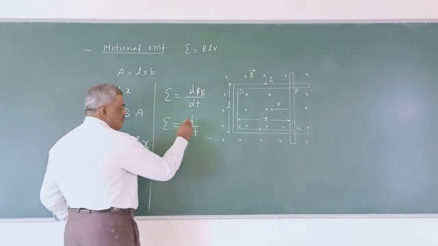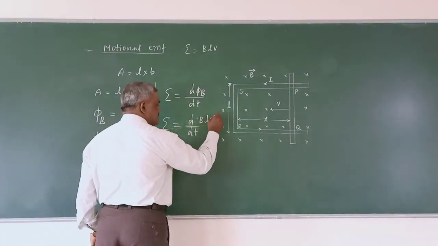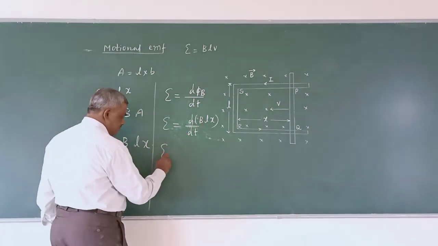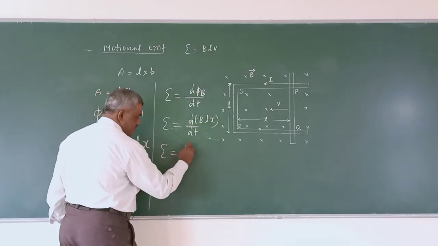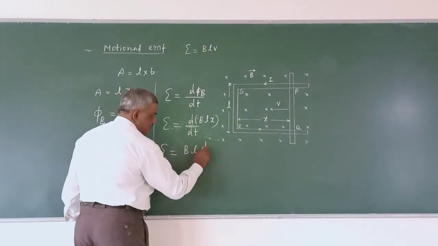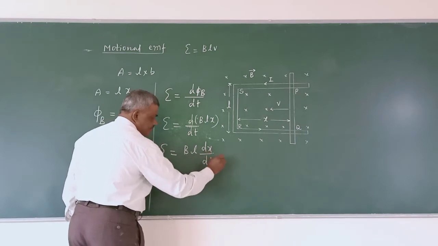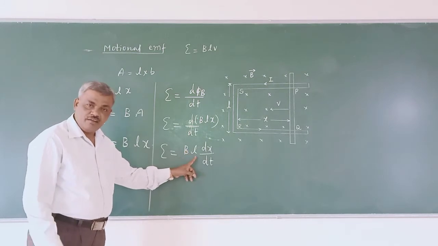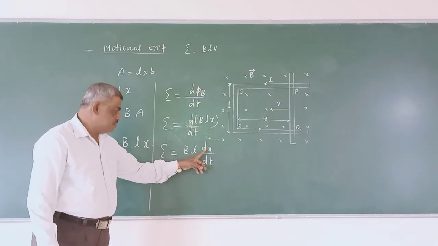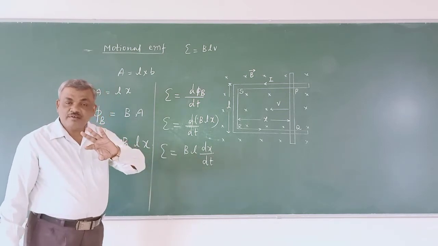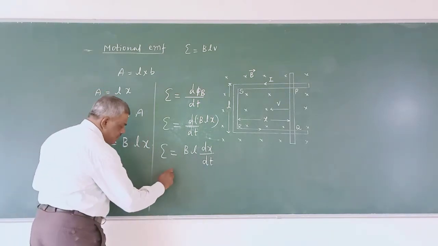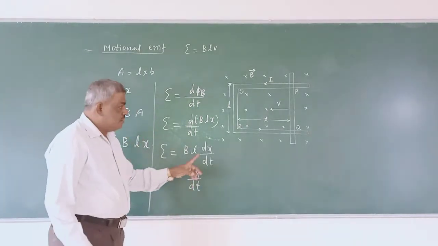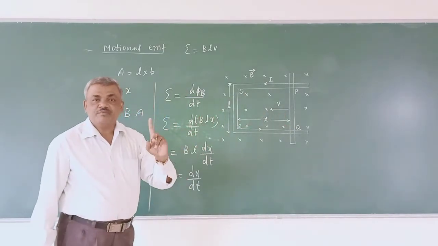This equation remains equal. First write B L, then dx by dt. The above equation can be written as B L dx by dt. So dx by dt is the rate of change of displacement, since v equal to dx by dt. v is the velocity of the conductor, the speed of the conductor.